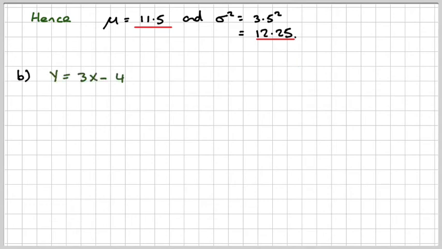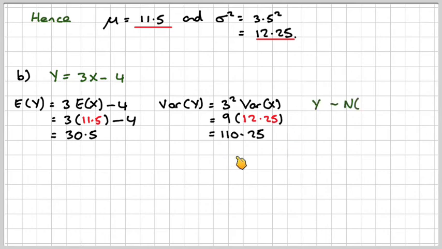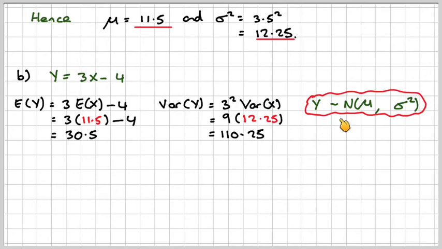Part B, we've got the distribution 3x minus 4. If you want to find the new mean, this is the coding, E of y will be 3 times the mean of the distribution up here, take away 4, so it'll be 3 times 11.5 minus 4, which is 30.5. But for the variance, it's slightly different. You need to square the number in front and multiply it by the variance, which will be 9 times 12.25, which gives you 110.25. So the distribution of y will be mu and sigma squared, the variance. So y will be the normal distribution, 30.5, 110.25.